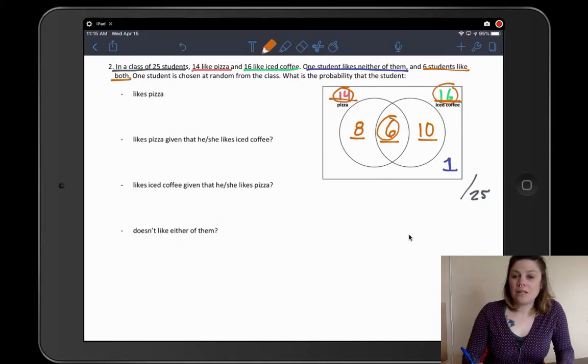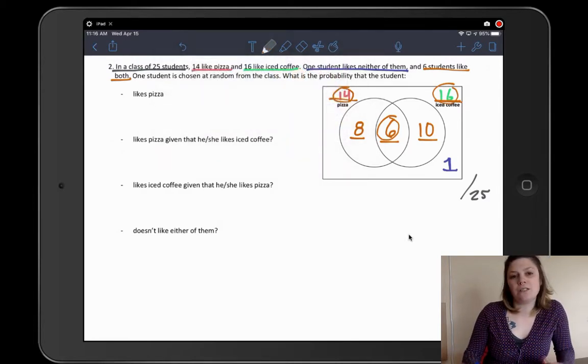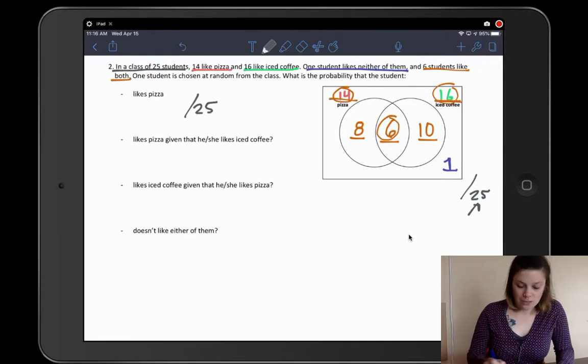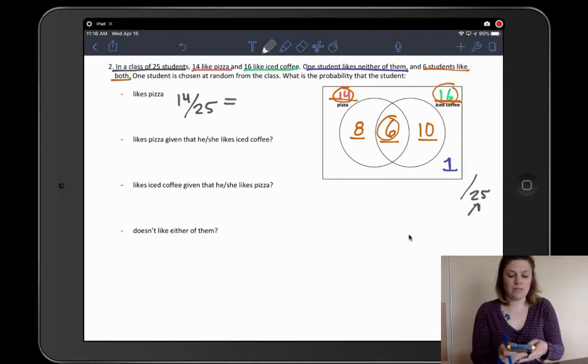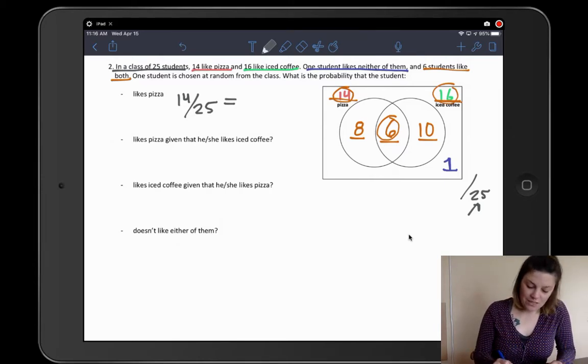Okay, so let's go through these questions. The first one is probably the simplest. It just says, what's the probability somebody likes pizza? So since there's no condition on this and it just says likes pizza, we can go with the plain old total here. So this would be out of 25. And then pizza is everyone who likes pizza. So that would be the 14, so the 8 and the 6 added together. And then we would turn it into a percent. So 14 divided by 25 is 0.56. So we get 56% exactly.